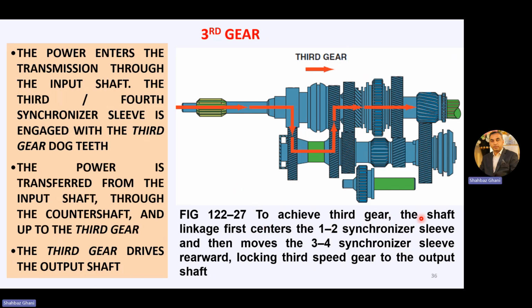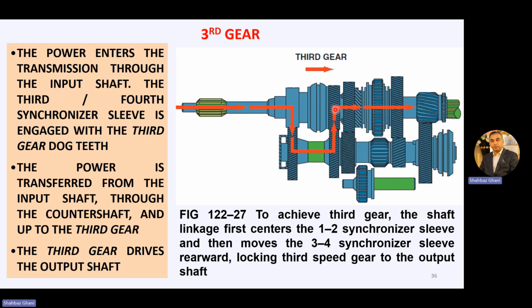To achieve the third gear, the shaft linkage first centers in the first and second synchronizer sleeve and then moves the third, fourth synchronizer sleeve rearward, locking the third speed gear to the output shaft. Now, previously we were engaging this synchronizer with first and second gear. Now, when we have to shift to the third gear, we will come to the neutral slot.